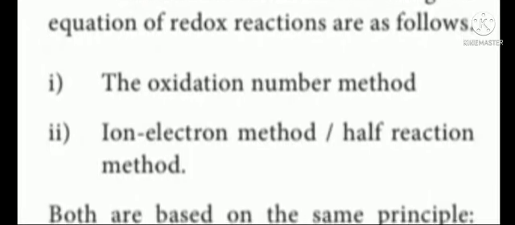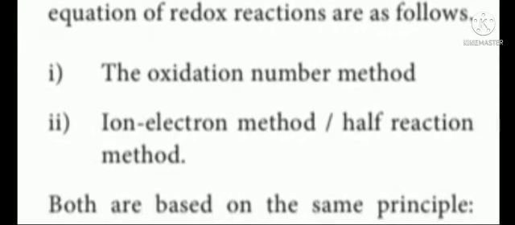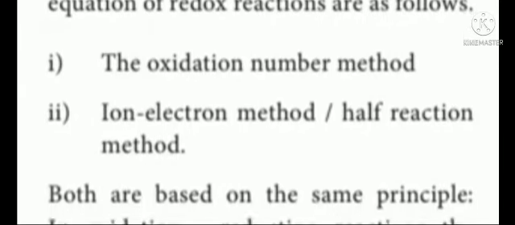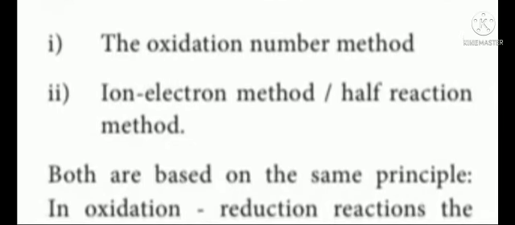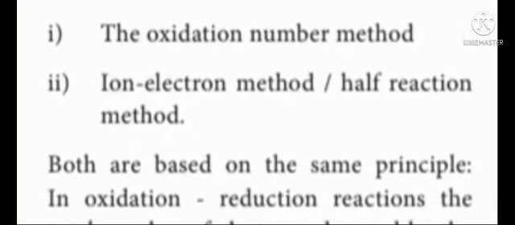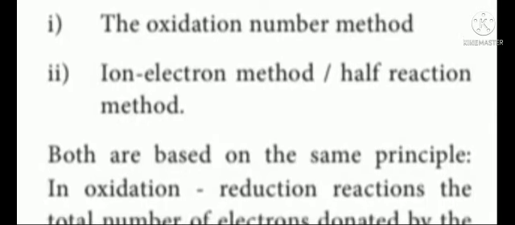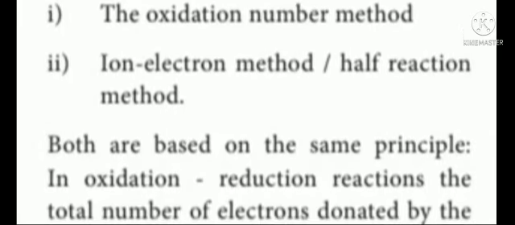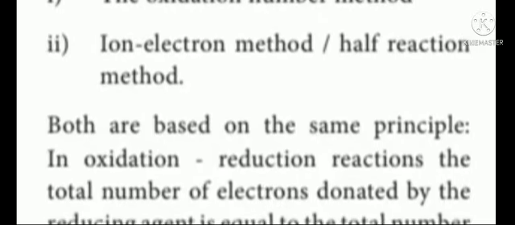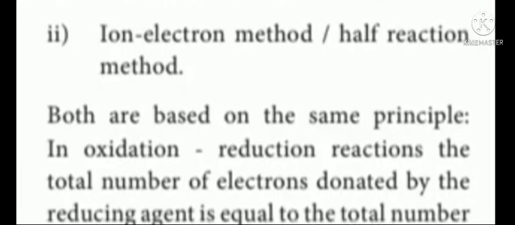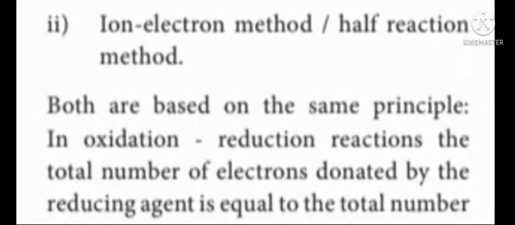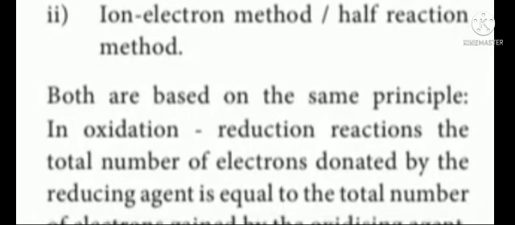Both the methods are based on the same principle. In oxidation reduction reactions, the total number of electrons donated by the reducing agent is equal to the total number of electrons gained by the oxidizing agent. This is the principle behind balancing the equation of redox reaction using both the methods.